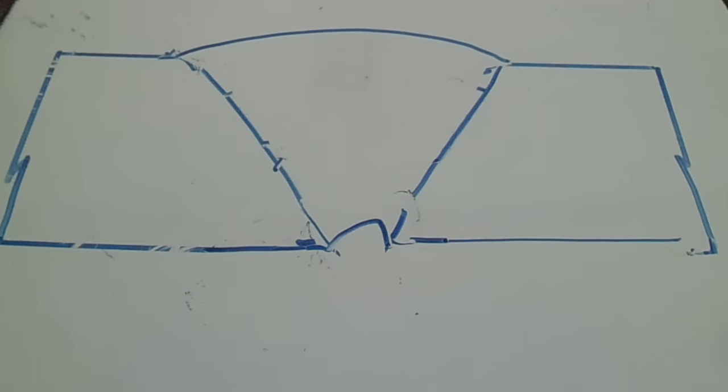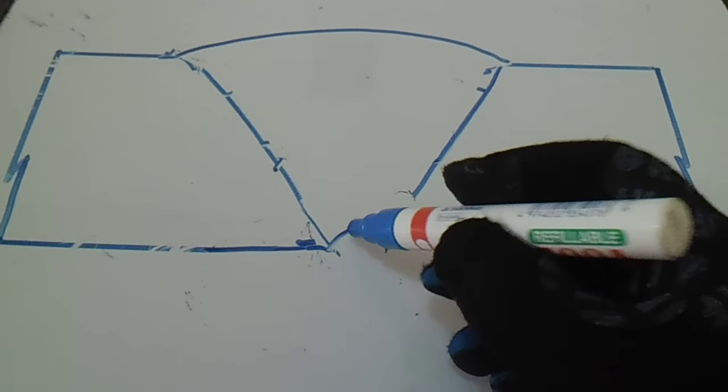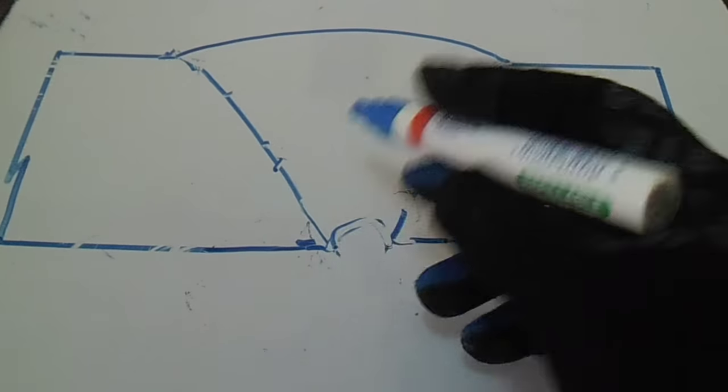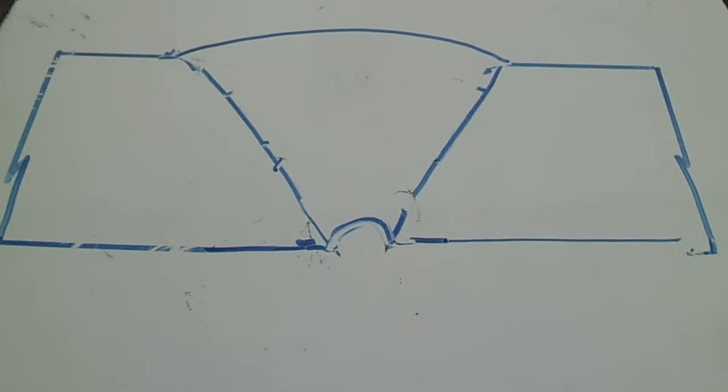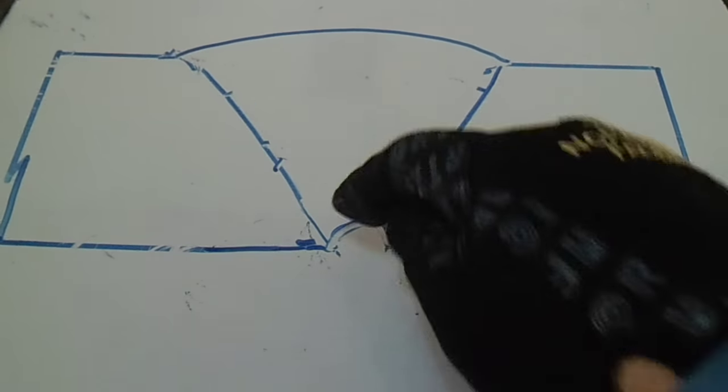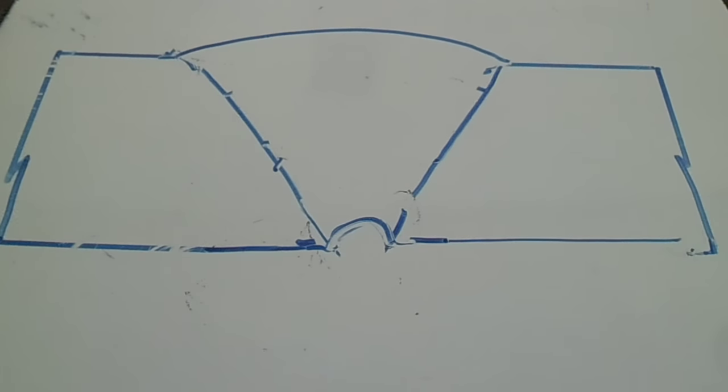So this defect is concavity. Okay, so this is a concavity or a suck up. The suck up here is from the root pass. The reason why they have this is excessive amperage, high amperage, and incorrect weaving, so that the suck up or concavity comes out. So next defect.